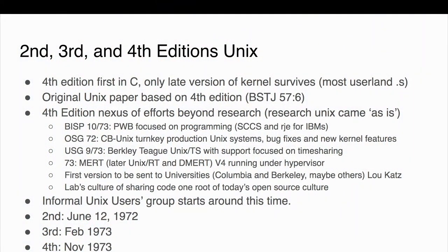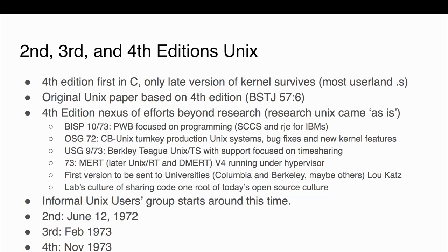In the next couple of years, there were a number of additional versions of Unix that were produced, the second, third, and fourth edition. We have manuals from the second and third edition, and we have a C kernel from a late fourth edition, but no other artifacts survive from the time, apart from the tape that I mentioned is earlier, which is probably from about this time. So for the fourth edition, Dennis Ritchie and Ken Thompson wrote a paper for the Bell Systems Technical Journal that was published in 1974, and it describes the fourth edition of Unix.